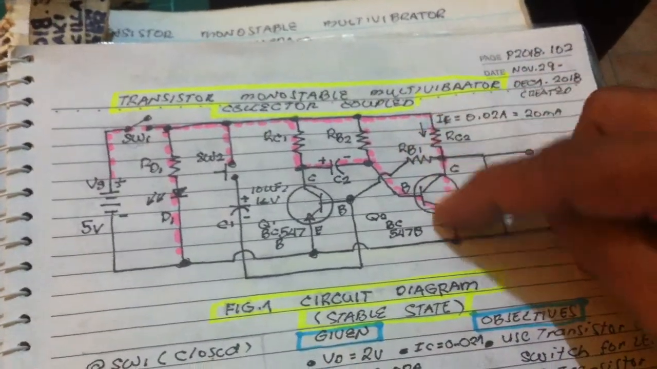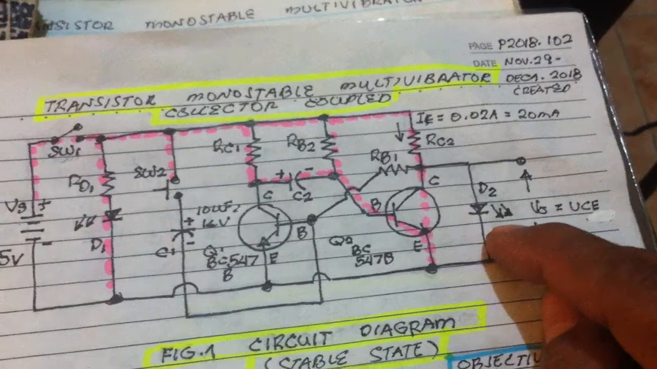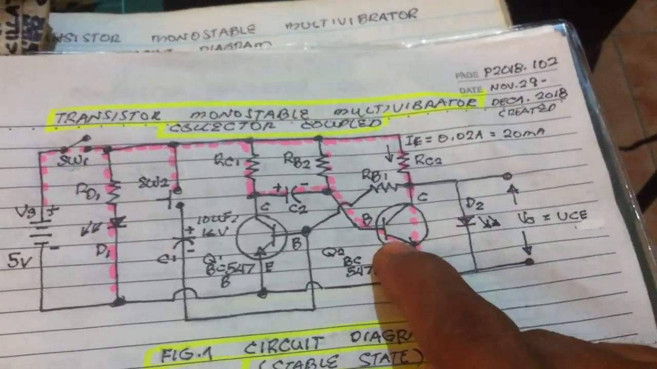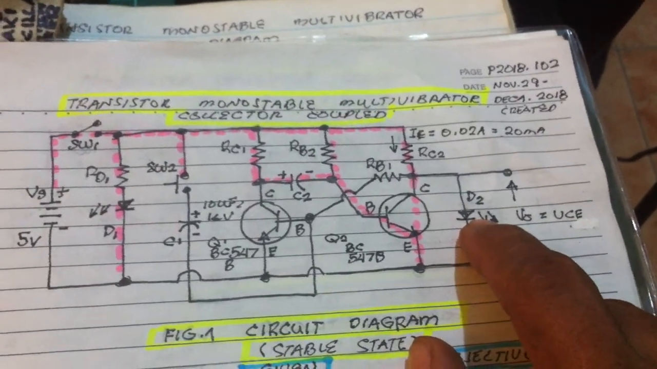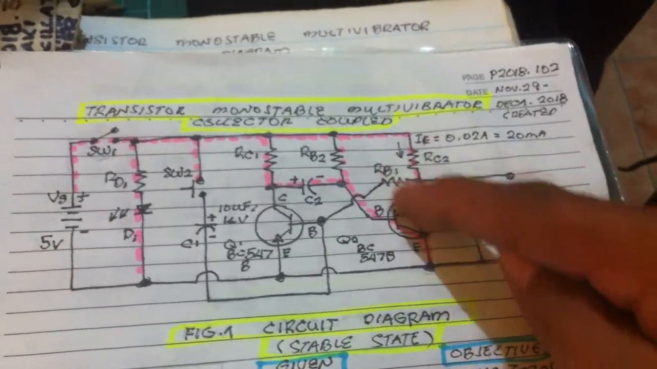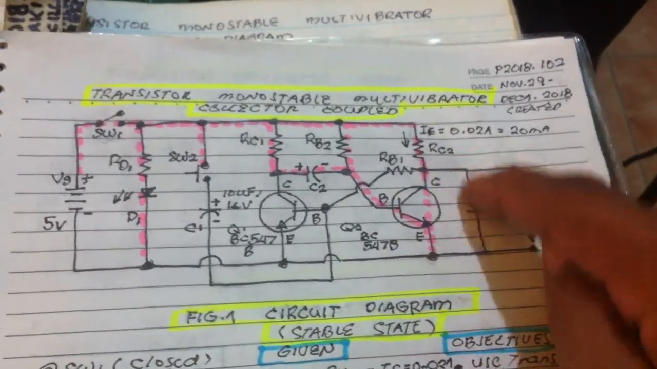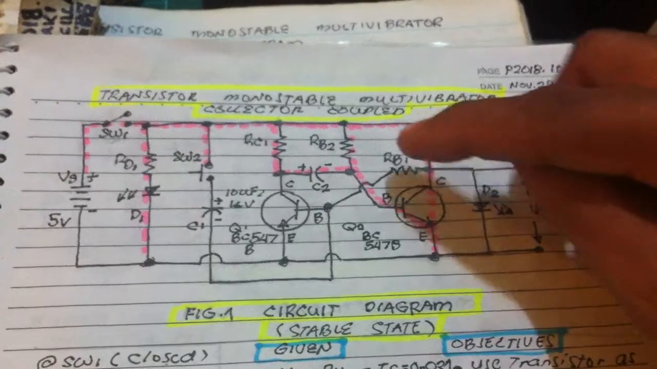Also, current flows here, making the LED turn off because there's no current flowing here. As we have said, the resistance here is lesser than the resistance of the LED. So the current flows into the shorted path, not in here, so the LED is turned off at this state.